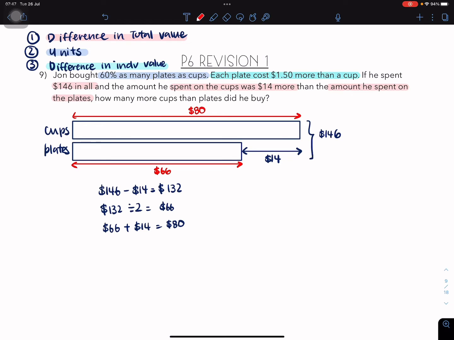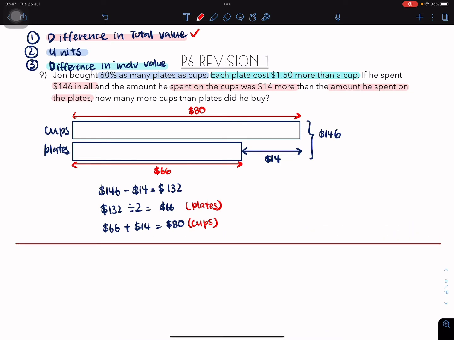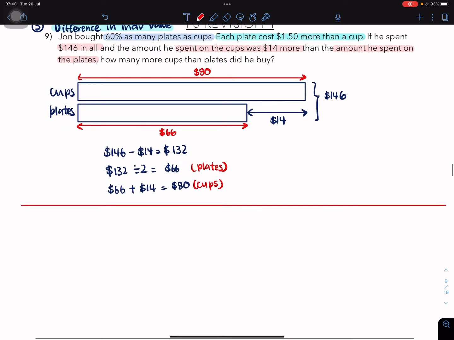Alright, we are done with our first information. Cups, plates. So I'm done with this part. Difference in total value. Done. Let's go to units now. The question says that John bought 60% as many plates as cups. Okay, this is less straightforward.